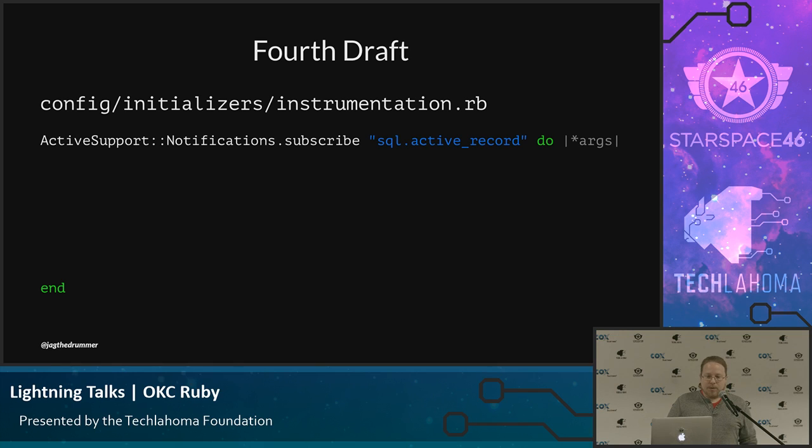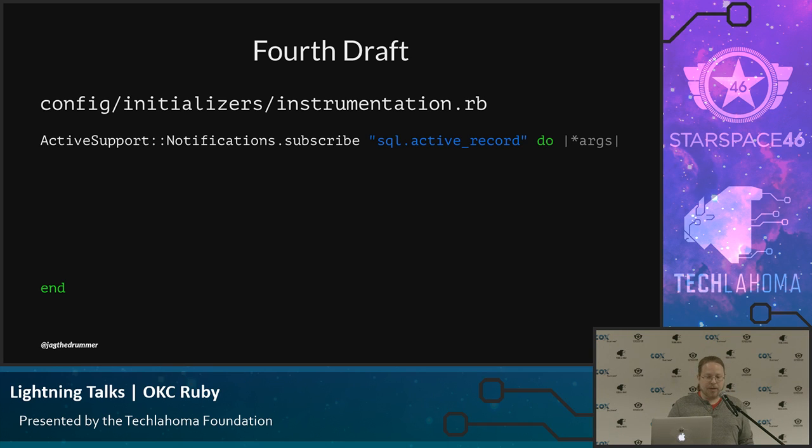So what you can do is set up an initializer that might be at config/initializers/instrumentation.rb, and you subscribe to an event that you want to listen to. So in this case, you would subscribe to sql.active_record. And so what's going to happen is anytime ActiveRecord makes a SQL call of any sort, this little block of code is going to get called with some arguments.